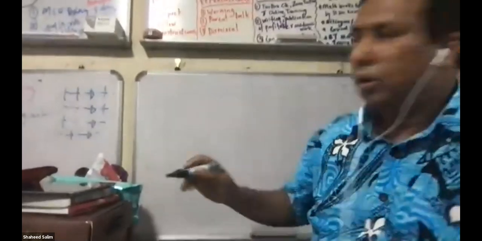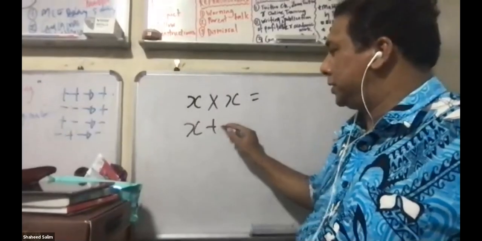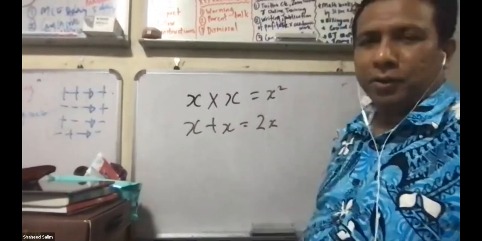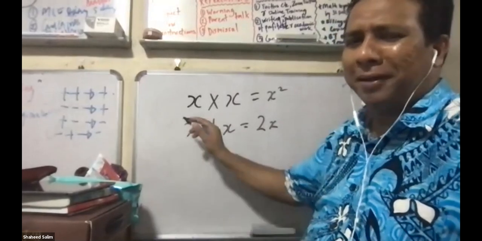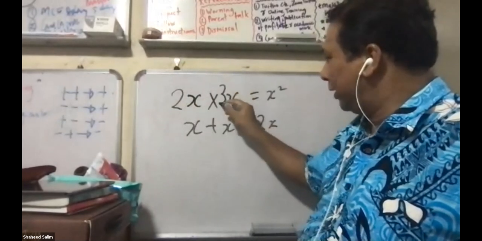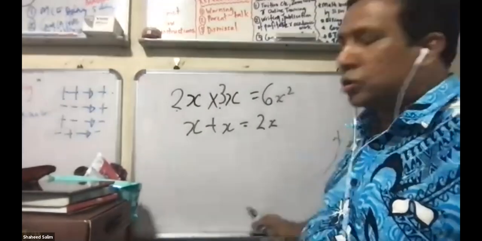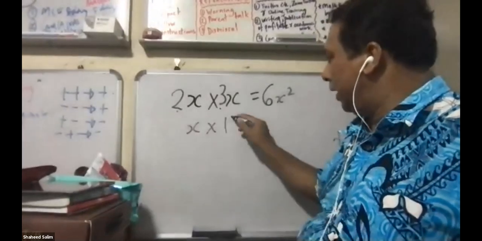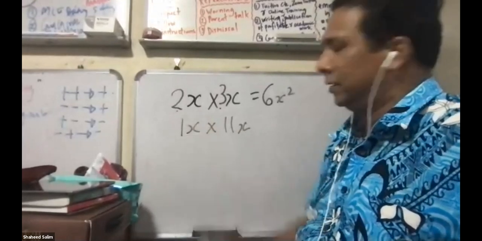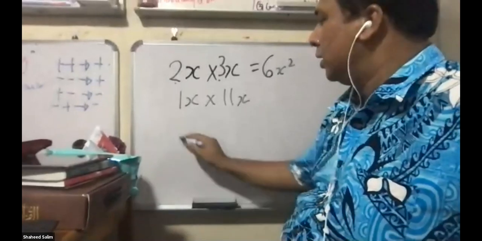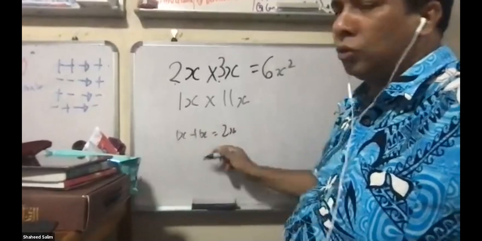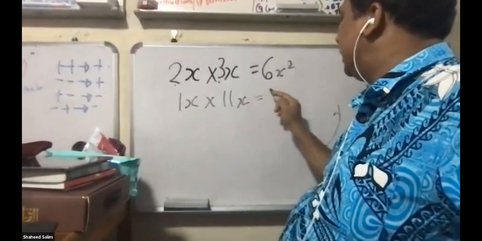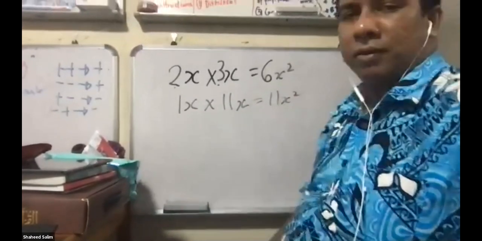Why do you have to put a square at the x? Okay, so now we start with this. X times x, what's your answer? Not 2x. This is an x squared. Now we take 2 times 3, which is 6. X times x is x squared. So just now you have x times 11x. Now there is no number here, so this number is 1. When there's no number, it's 1. Let's say x plus x is 2x, right? That means this is 1x, 1x, 2x. So down here, 1 times 11 is 11. X times x, x squared. Are we okay?